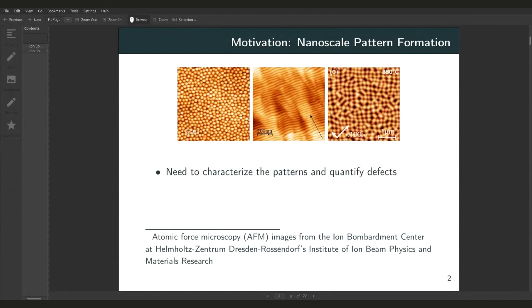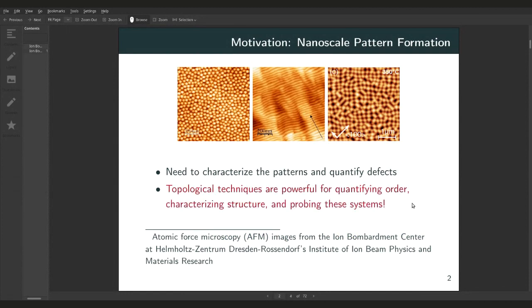As we're honing in on understanding the systems, what that means is we want to characterize the patterns and quantify defects relative to a perfect pattern, because ultimately the goal is to create very regular nanostructures. So we're really going to hone in on order and defects. My main argument is that topological techniques are powerful for quantifying this order, characterizing the structure, and probing these types of systems.